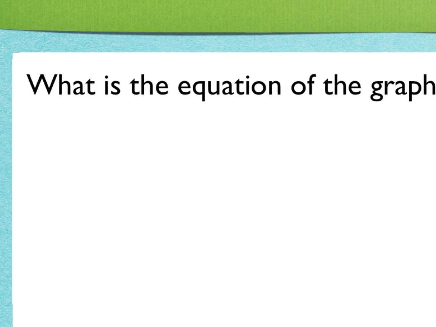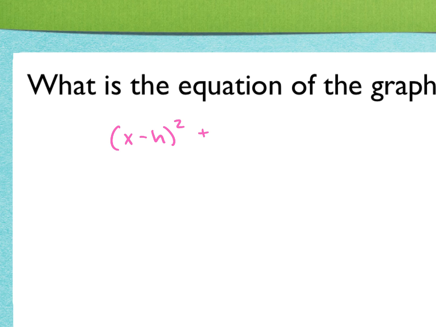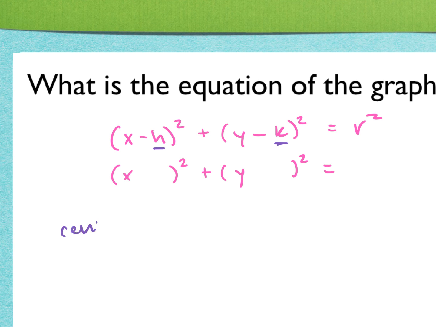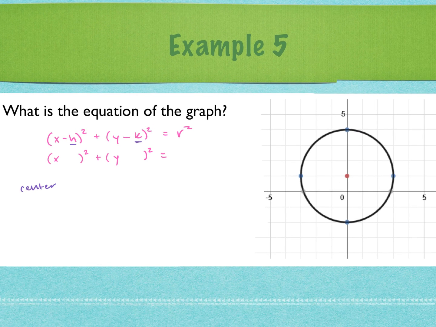Example 5, we're doing the same thing. So I'm going to start with my standard form. So I have (x - h)^2 + (y - k)^2 = r^2. And I need to figure out what my h is, what my k is, and what my r is. So how do I find h and k? Find out where your point is. Find where the center is. So I got to find the center of the circle. What point is the center of the circle here? 0, 1.